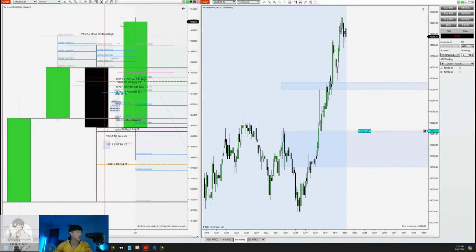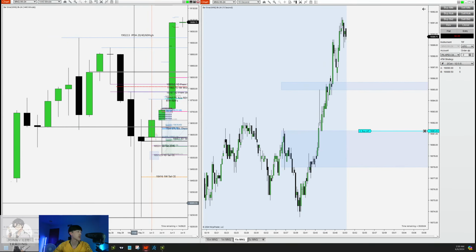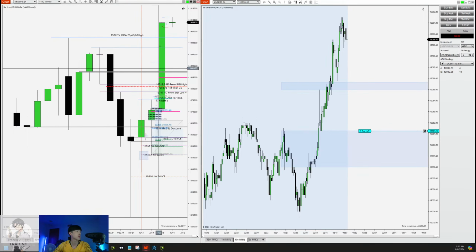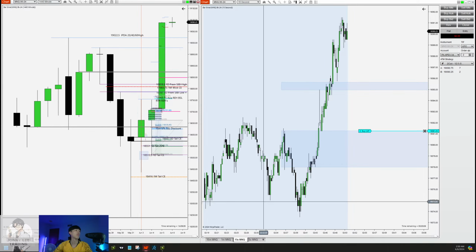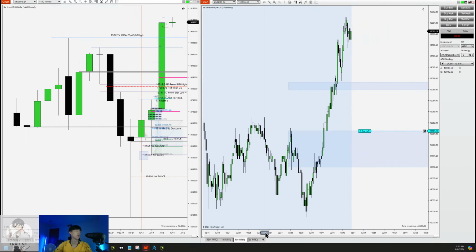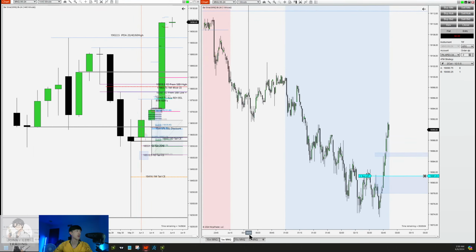Thursday can reverse, but until we see that, we are going to assume that we'll continue, maybe come back down to the IPDA 20/40/60-day high that we broke out of. We're going to watch that level very closely today. It's a very important level that we're going to want to keep on our radar.